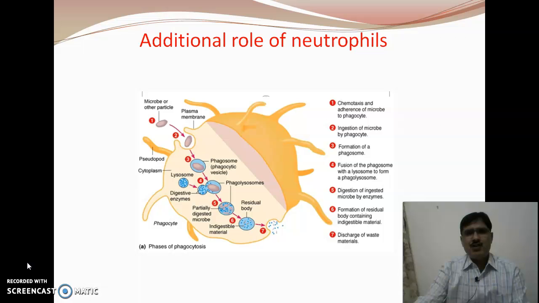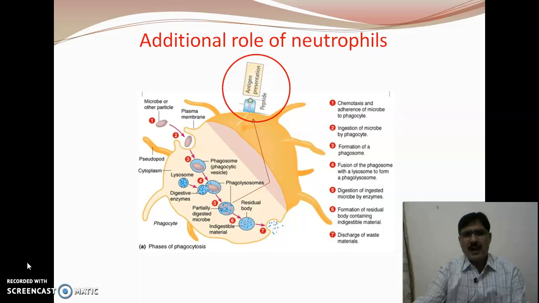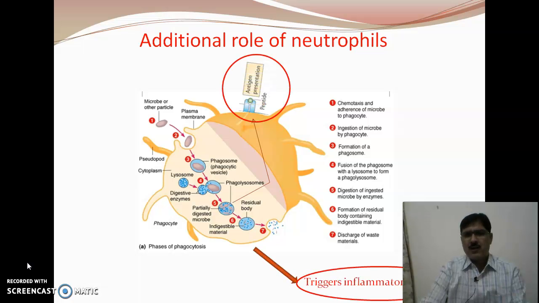As far as the additional role of neutrophils is concerned, they are responsible for carrying out certain additional functions, one of which is triggering the inflammatory response. As we have commonly seen, whenever a body part is injured but not wounded, it becomes swollen, and sometimes when an insect bites, inflammation occurs. This inflammation is actually due to the inflammatory response which is triggered by the neutrophils.